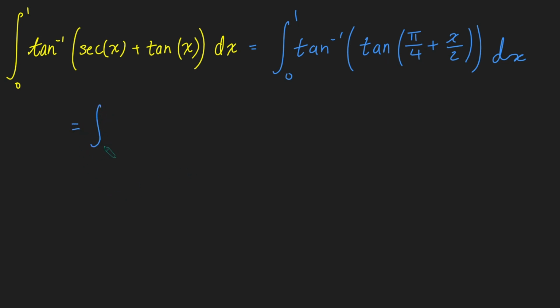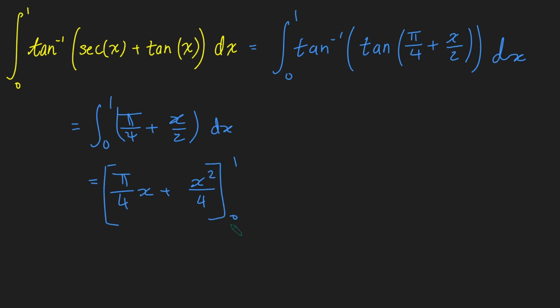So this becomes very nice, just the integral from 0 to 1 of pi over 4 plus x over 2 dx. And now this is just straightforward. This is going to be pi over 4 times x plus x squared over 4. And then we just plug in 1 and 0. Quite clearly when we plug in 0, everything will disappear. So this is simply going to be pi over 4 plus 1 over 4, sorry. And so that's going to be pi plus 1 over 4. And that there is the final answer.